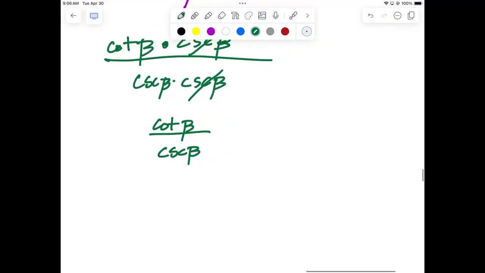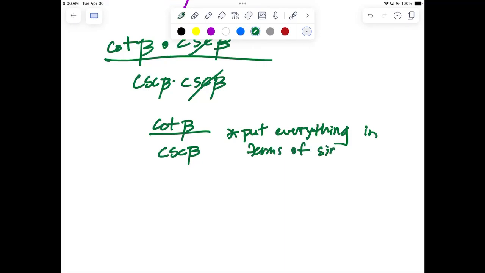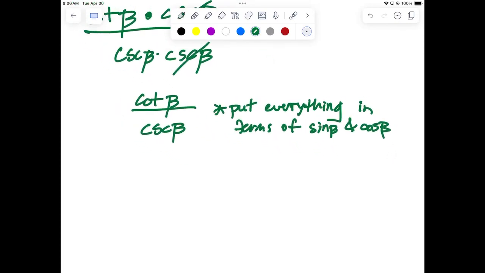Okay, here's another strategy. If you're not sure how something simplifies, and we talked about this yesterday, when you're stuck, put everything in terms of sine and cosine. We don't want to go back to the definitions in terms of x, y, and r. Don't go that route. We only did that to prove the fundamental identities. When we're proving other identities or simplifying, we want to stick with the trig functions, not their definitions. So don't call cotangent x over y and cosecant y over r or r over y. Let's just put it in terms of sine and cosine.